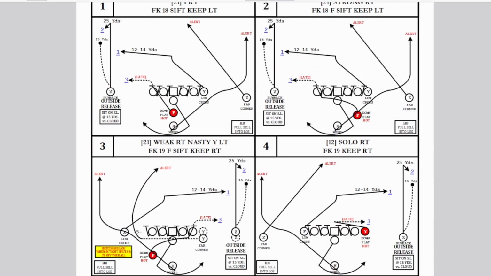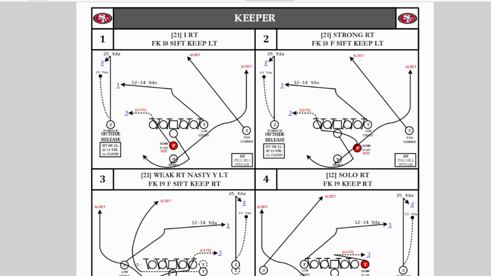A keeper play is just a play where you're faking a run one way, okay? And then you're going to get the first option coming across the field. It's usually going to be a tight end. It could be a wide receiver. And it's this over route, okay, that goes across the field at about 12 to 14 yards. That's going to be your first option.